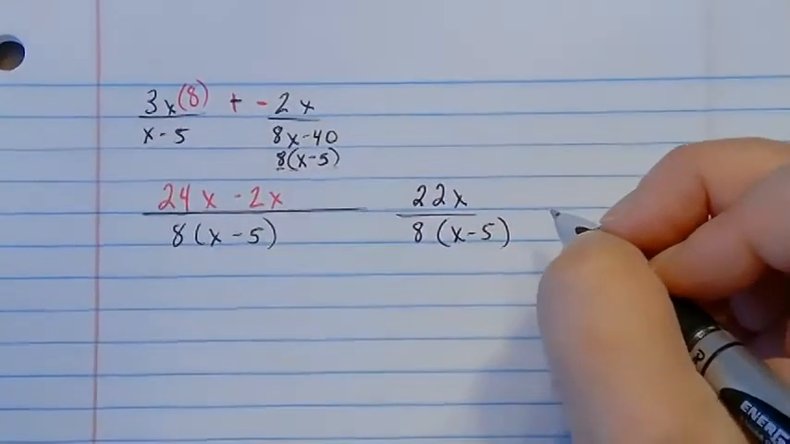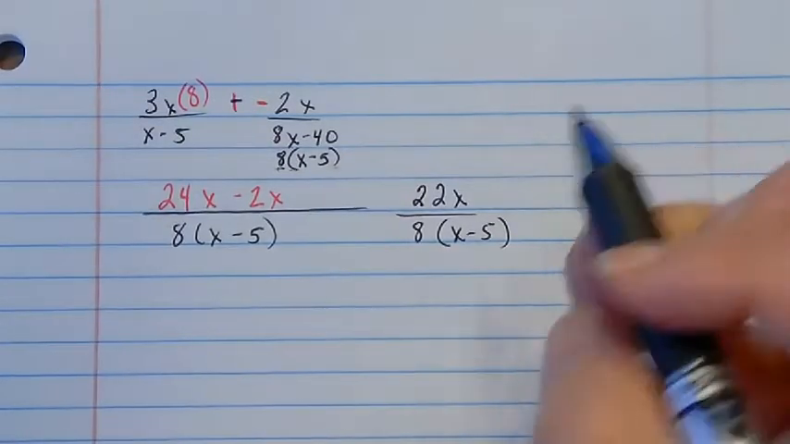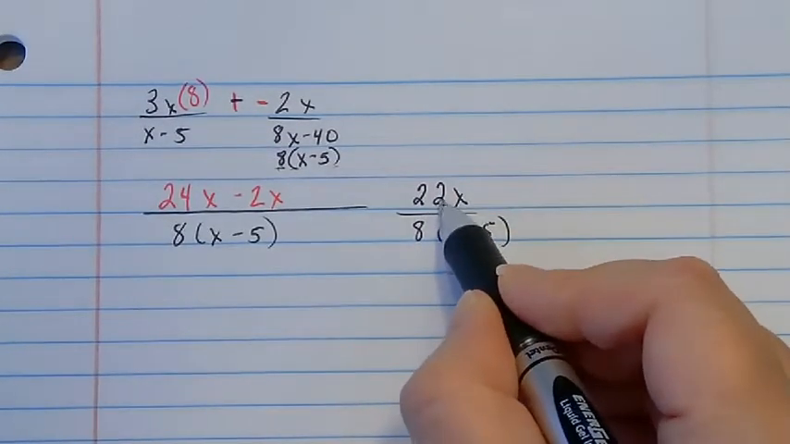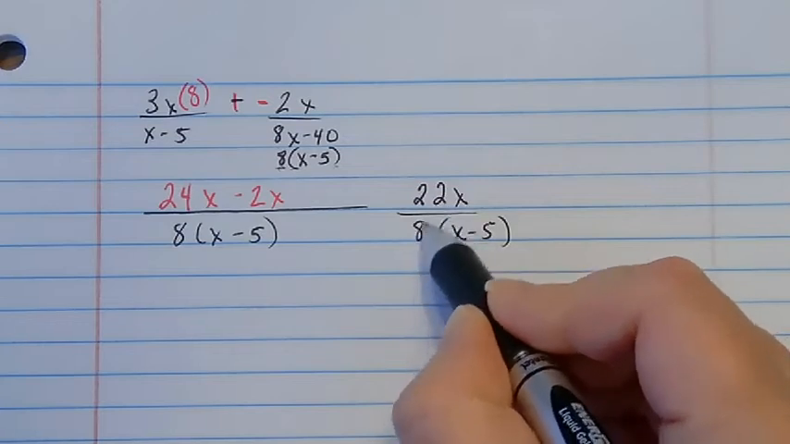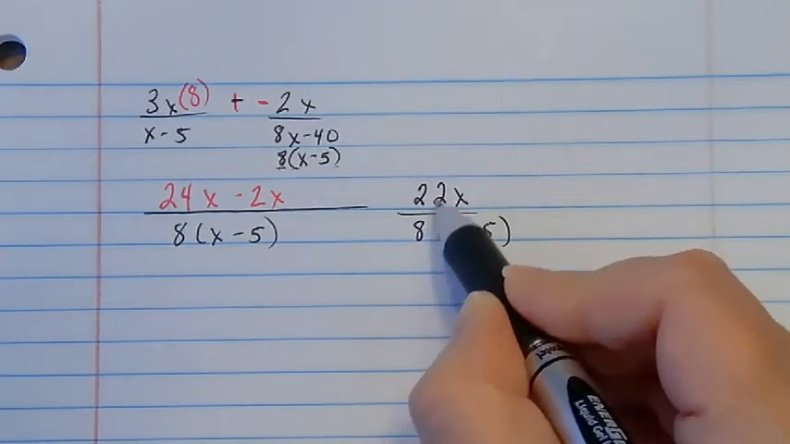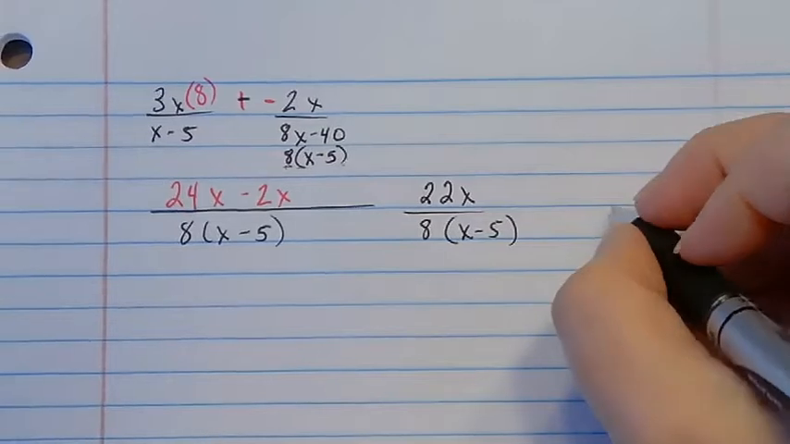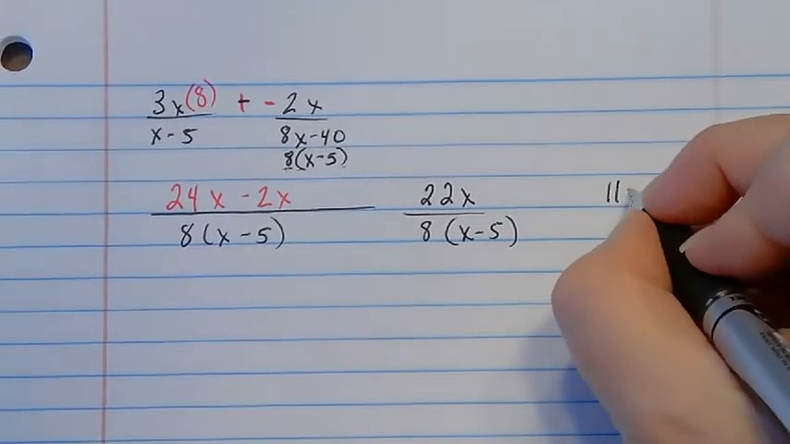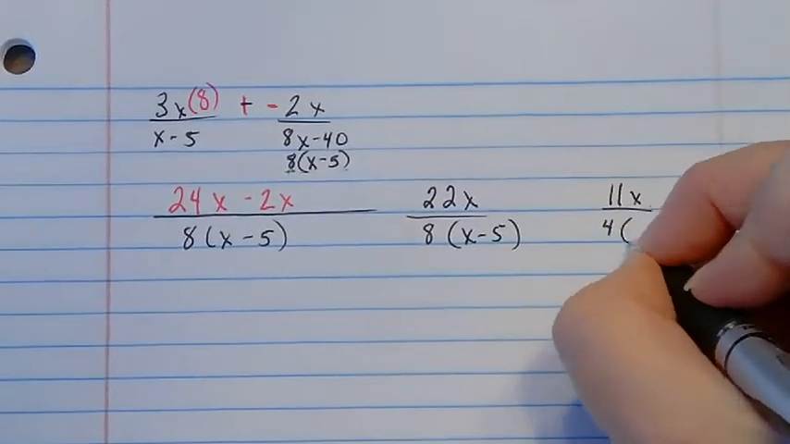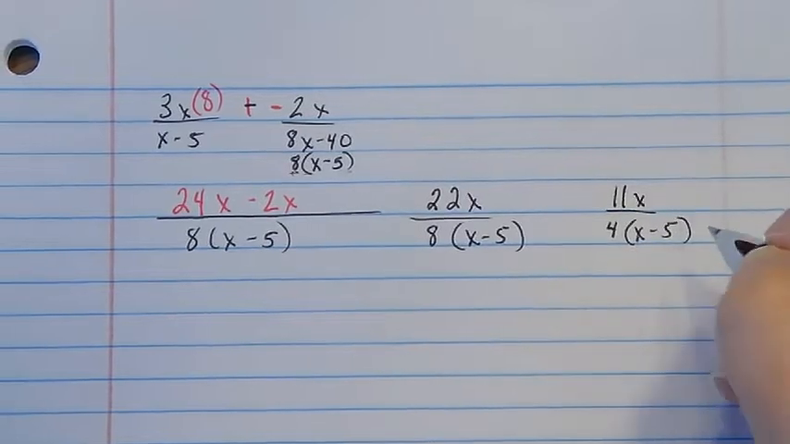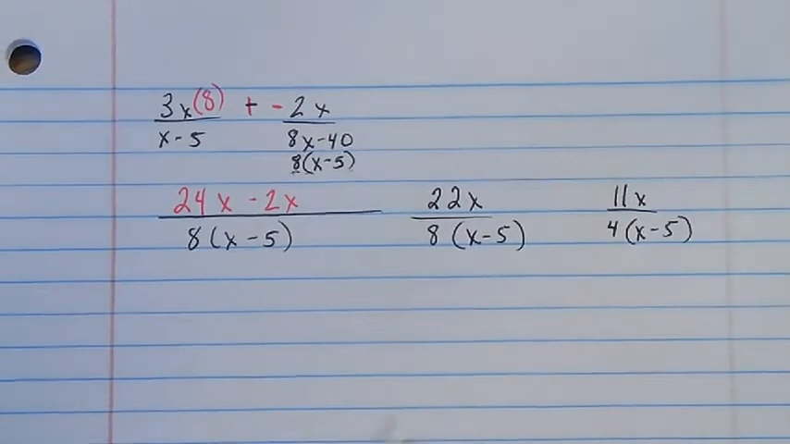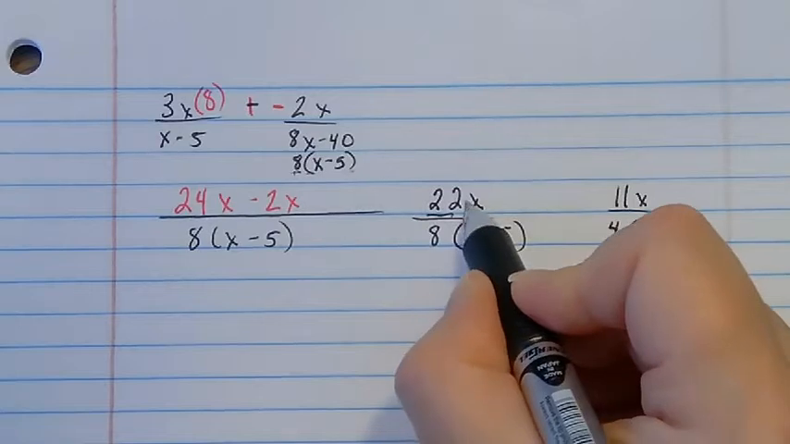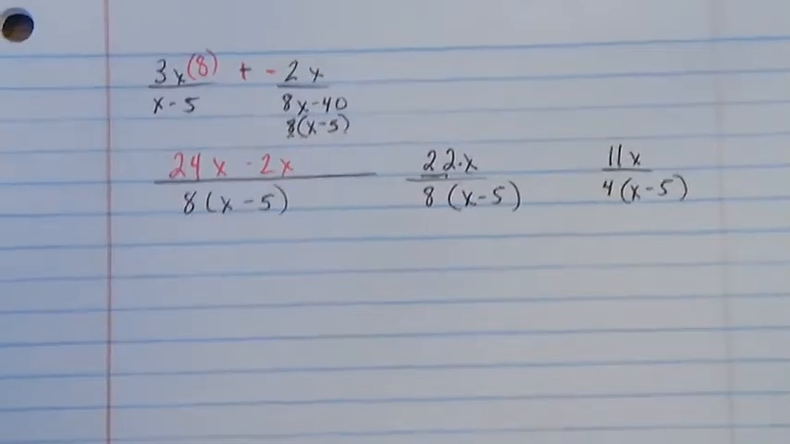And this one actually reduces. See how 22 is a factor and 8 is a factor, so I can see if those two reduce. They both reduce by the number 2, so it'd be 11x over 4 times x minus 5. And the only reason I can reduce is because this is 22 times x, so it's a factor.